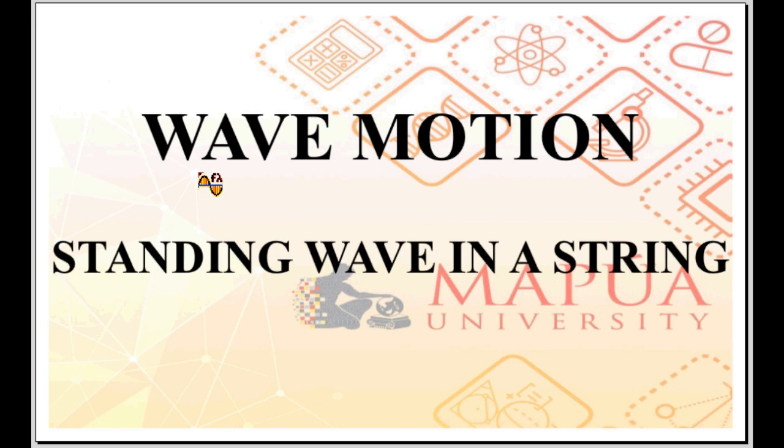Next up, we have standing wave in a string. In the previous video, we covered the concept of superposition of waves. And one result of superposition of waves is the formation of standing waves. One example of a standing wave is standing wave in a string. In particular, this is an example of a transverse standing wave.